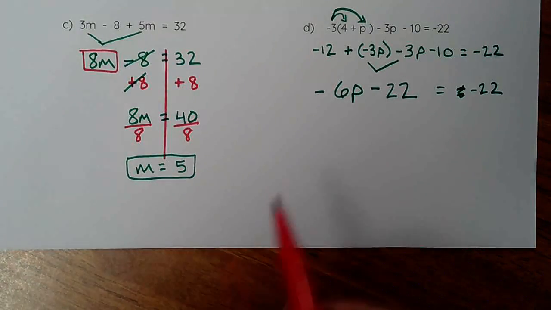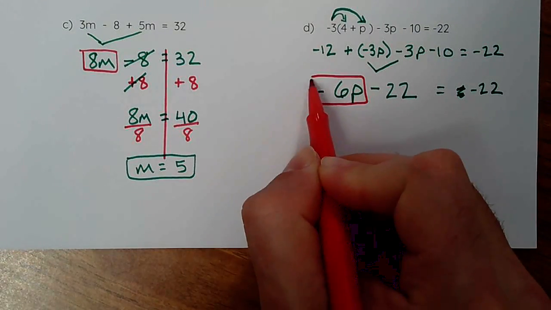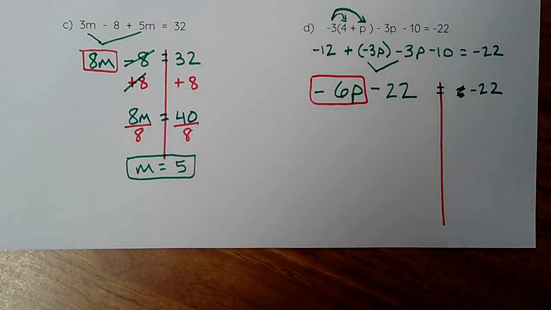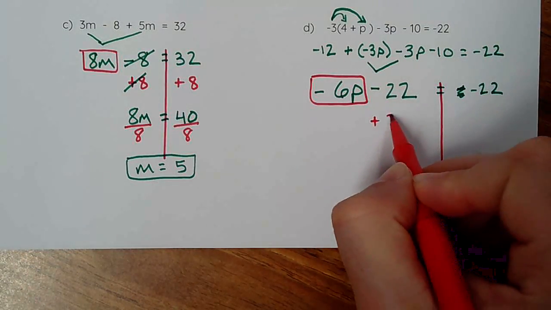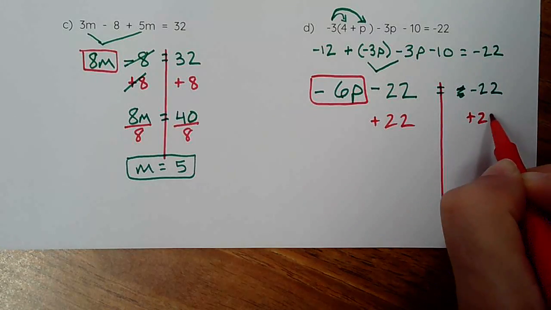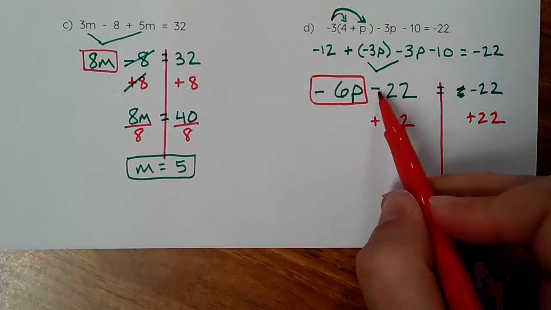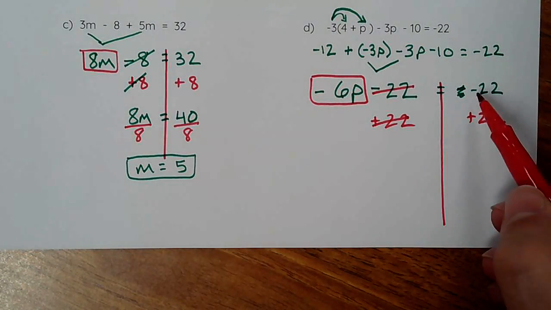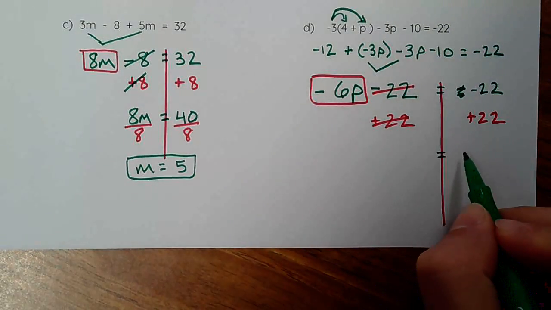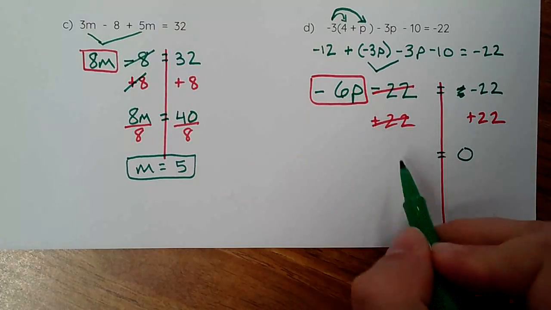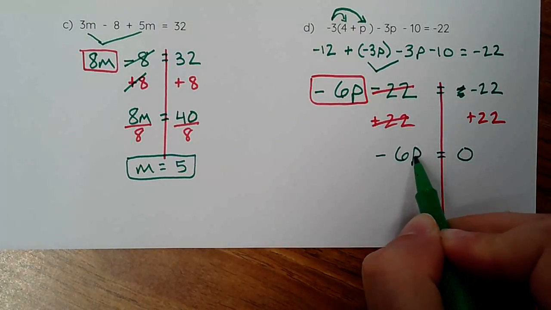We're going to go ahead and box and draw our line. To undo minus 22, we're going to add 22 and add 22. These will cancel out, and negative 22 plus 22 gives us 0. Bring down the negative 6p.